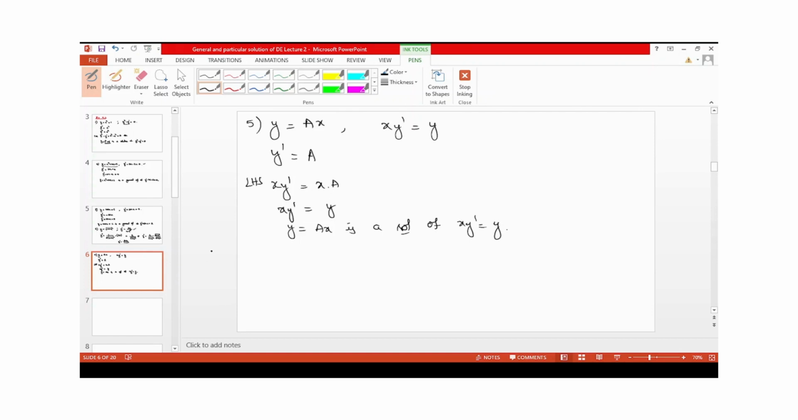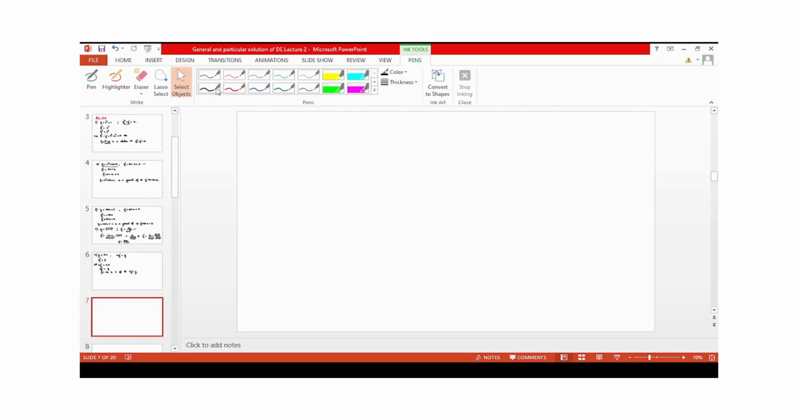And next one, question number 6. Y equal to x sin x, and the differential equation is xy dash equal to y plus x into square root of x square minus y square, where x is not equal to 0, and x is greater than y or x is less than minus y.